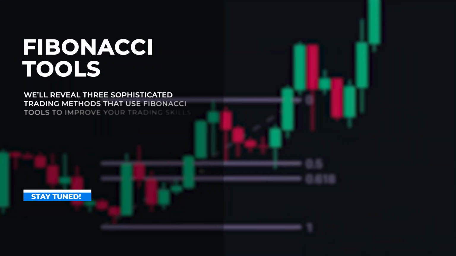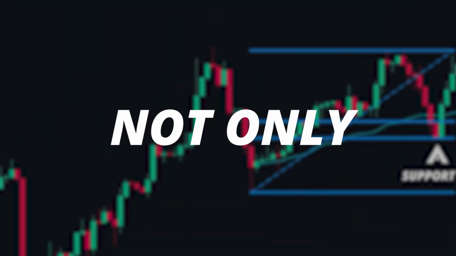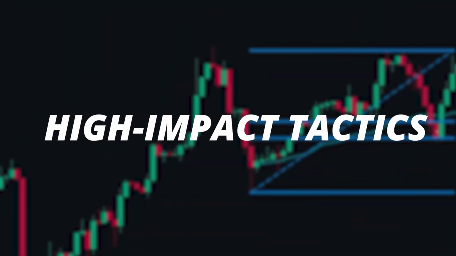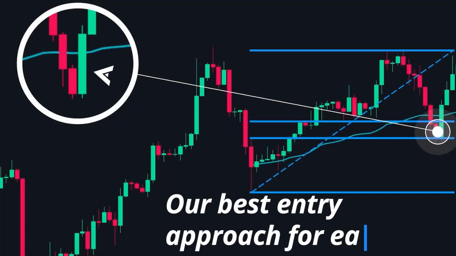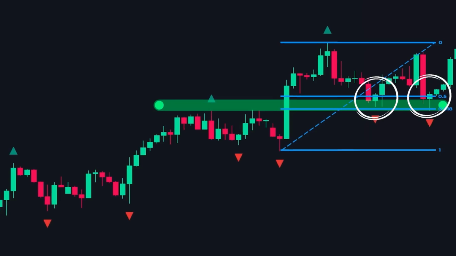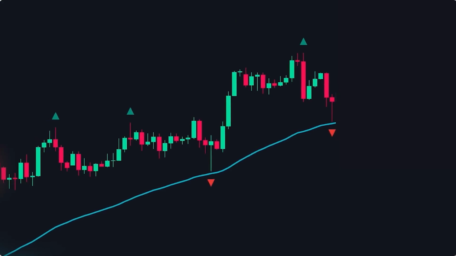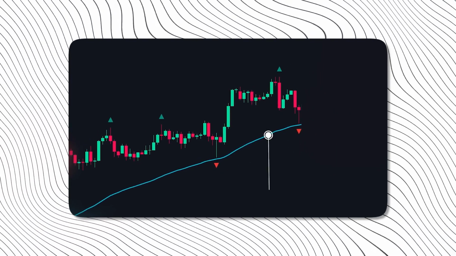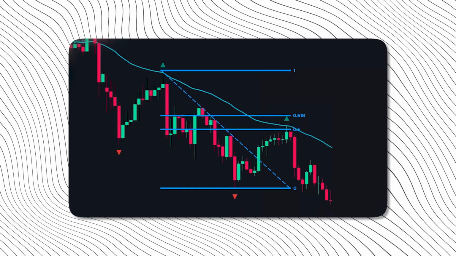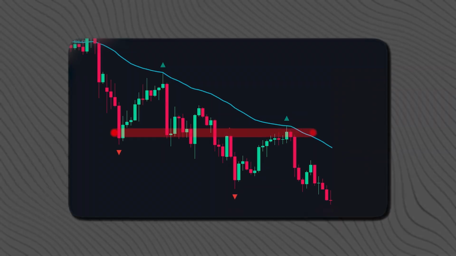Today, we'll reveal 3 sophisticated trading methods that use Fibonacci tools to improve your trading skills. Not only will we look at these high-impact tactics, but we'll also reveal our best entry approach for each, which is aimed to refine your entries with tighter stop losses and maximize your profit potential. Whether you want to improve your trading skills or learn new tactics, this video will provide you with the information you need to trade smarter and more efficiently. Let's dive right in.